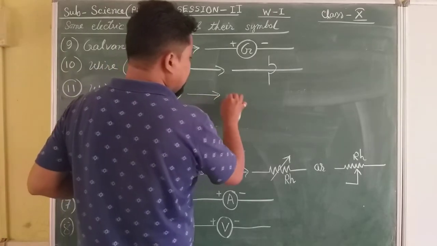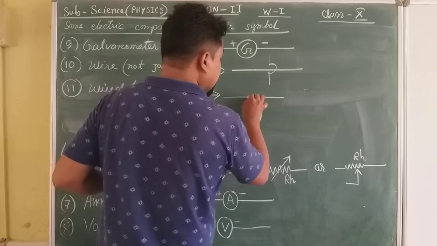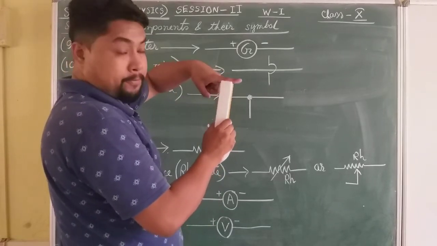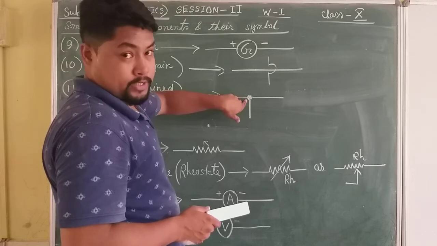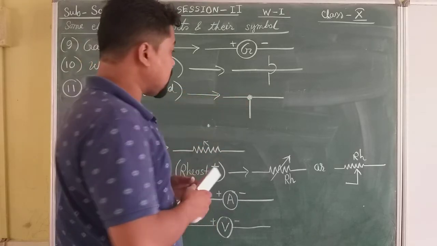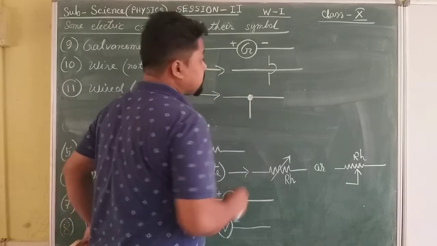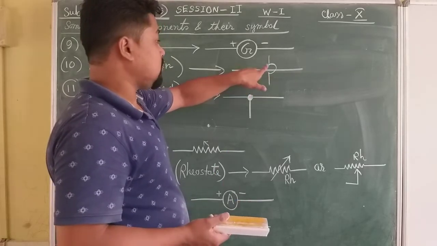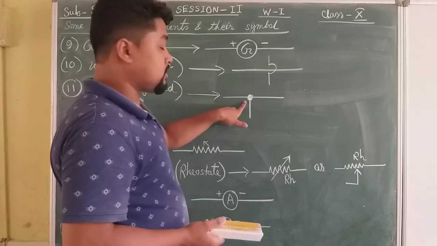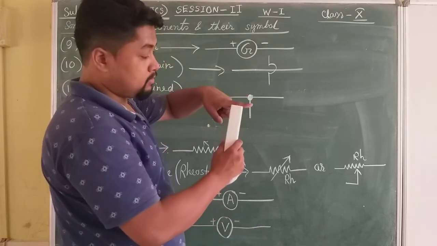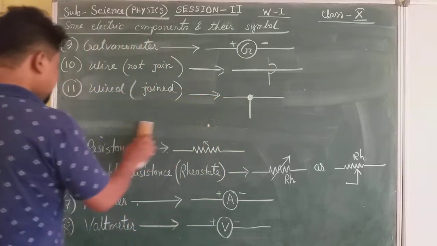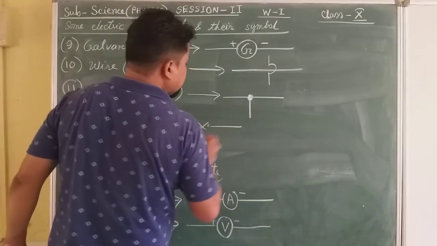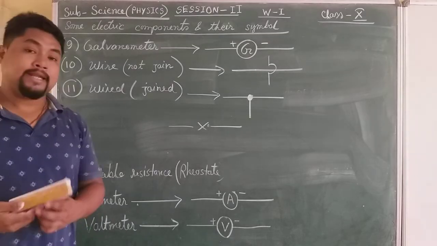If two wires are joined, then there is a dot called a junction. This point is called junction. If two wires join together, then the joining point or the meeting point is called junction. And there is a dot like this. Okay? If wires are not joined, then the symbol is like this. And if the wires are joined, then the symbol is like this. There is a dot at the joining point. Okay, these are the electrical components which are used to make an electric circuit.